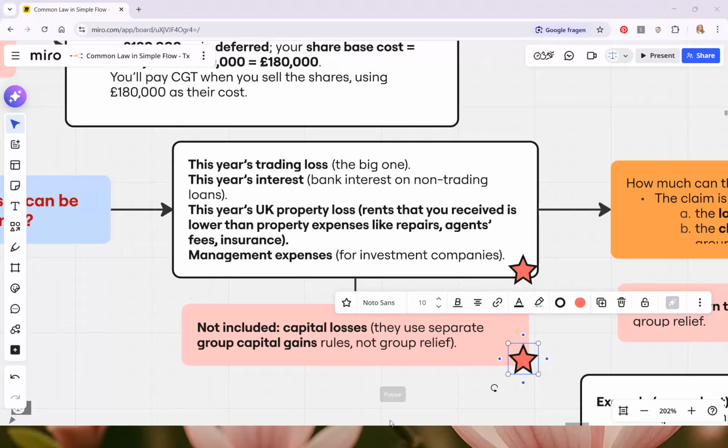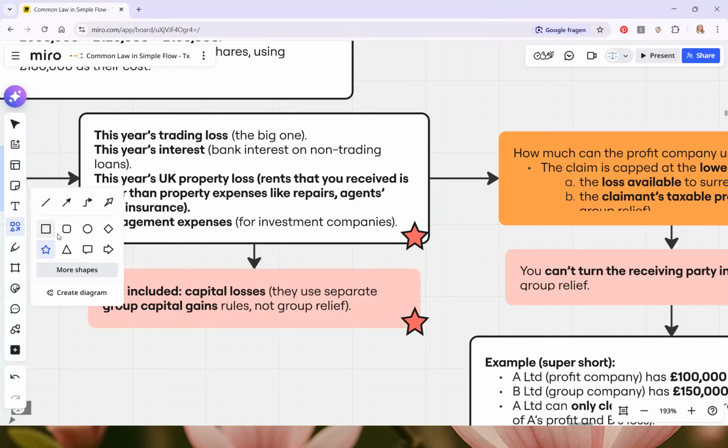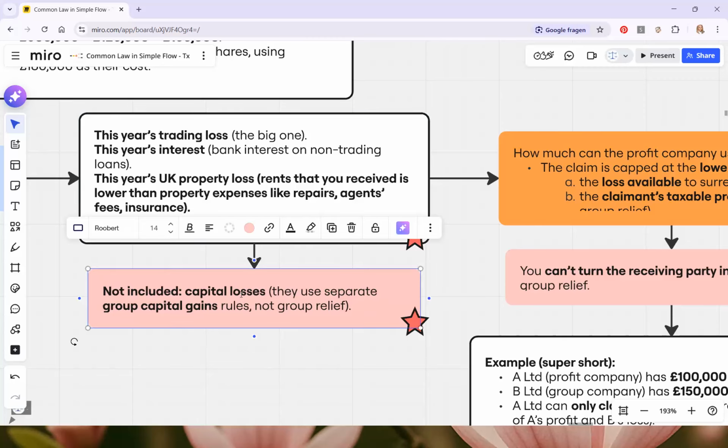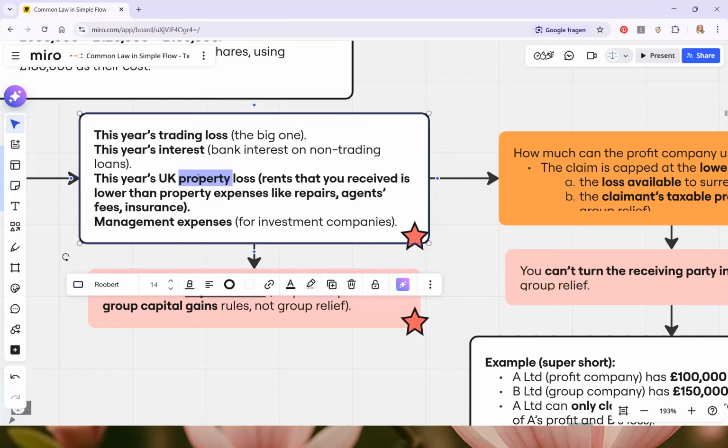So once again, the trading loss, this year's interest, this year's UK property loss, the property loss, management expenses, and what is not included then is the capital losses. The capital losses could not be shared, but the property loss, yes.